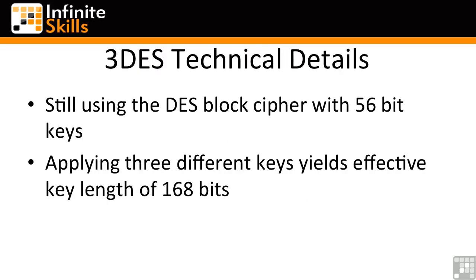So speaking of that, technical details for triple DES. We're still using the DES block cipher with 56-bit keys, but since we've got 3 different keys, we get an effective key length of 168 bits. Triple DES was really just a stopgap measure, however. We knew that it was broken, and if you could decrypt a DES message, it probably wouldn't be all that long before you could decrypt triple DES messages as well.